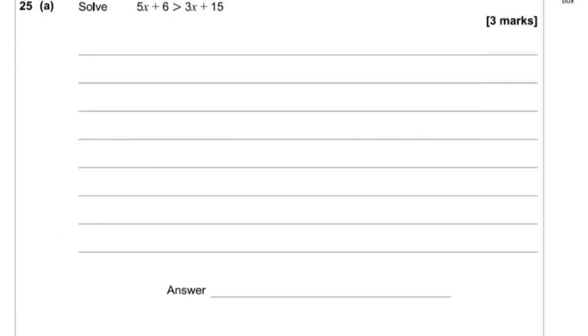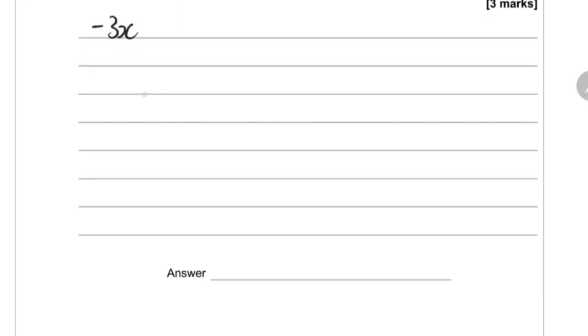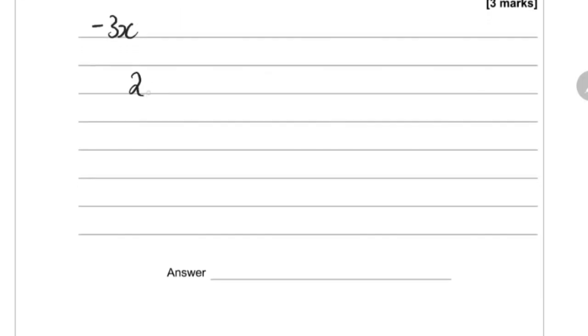Question 25. Solve 5x plus 6 is greater than 3x plus 15. Okay, so let's start by taking away 2x from both sides. Sorry, taking away 3x from both sides. So we'll be left with 2x plus 6 is greater than 15.